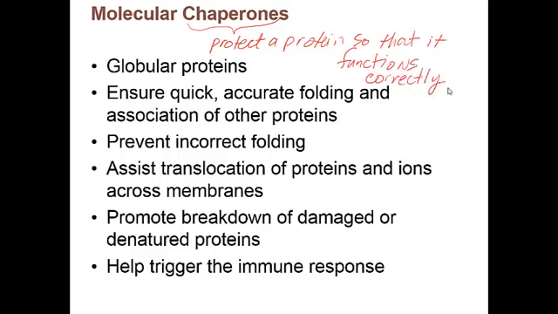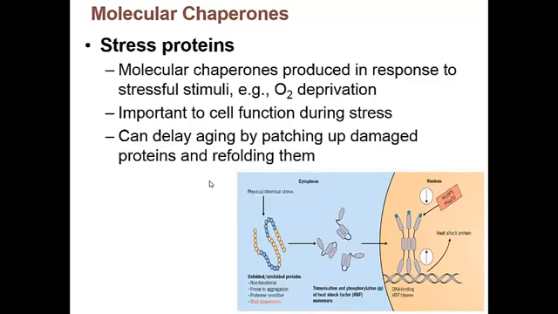So it's an additional protein. It's going to assure accurate folding and association of other proteins, and prevents incorrect folding. One good example of this that I can mention is when I was in grad school, we did an experiment where we studied stress proteins. A stress protein is going to protect a protein from excessive stress.